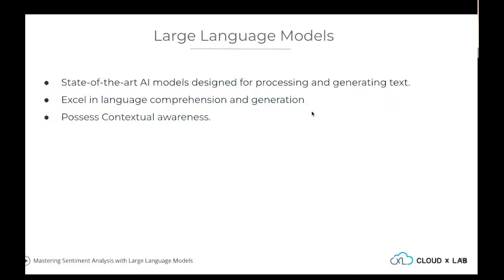In the case of state of the art AI models designed for processing and generating text, they take some input, and their output is generated text. The output also depends on how we want it. It can give you vectors, it can give you embeddings, or it can give you direct text responses. You just have to pass instructions to it, and it will give you what it produces. It also excels in language comprehension and generation. That's the main task of a large language model.